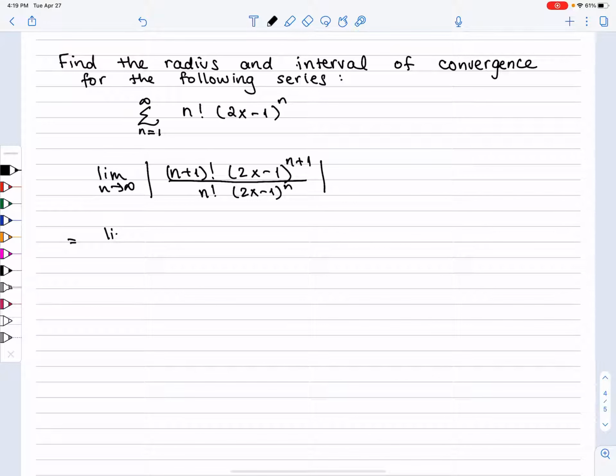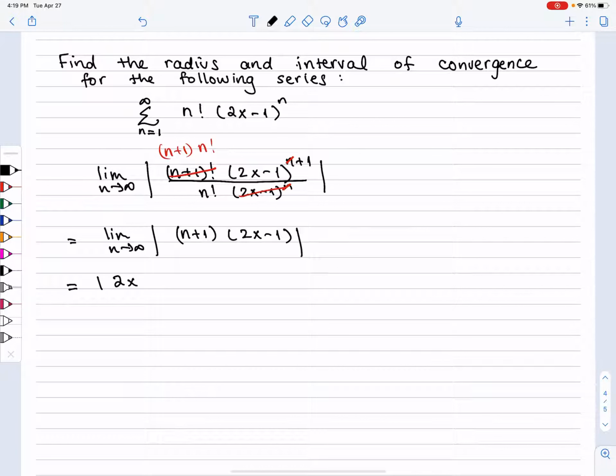When you simplify this, you get the limit as n approaches infinity of n plus 1 times 2x minus 1. And the reason why you get that is because your (n plus 1) factorial is n plus 1 times n factorial. And then the (2x minus 1) to the n plus 1 power will simplify with the factor in the denominator. Again, you're taking the limit with respect to n.